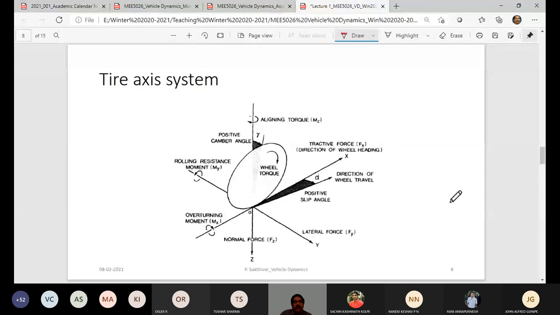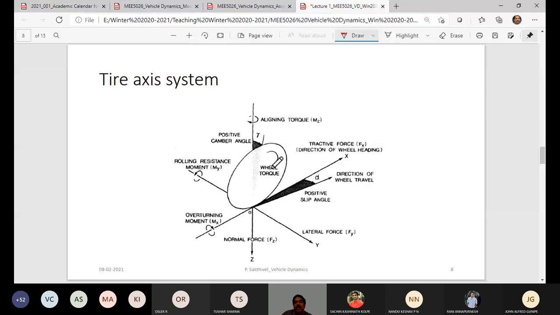Right? So let us look at some important axis systems and then forces and moments, which we would always be looking at in our course. The wheel appearing here represents your tire wheel assembly. You may say that is the central plane of your wheel. I just slice the wheel along its axis at the mid plane of your tread. This is what your wheel is.